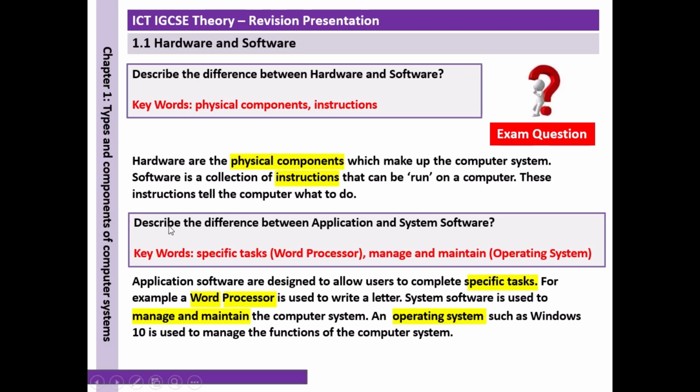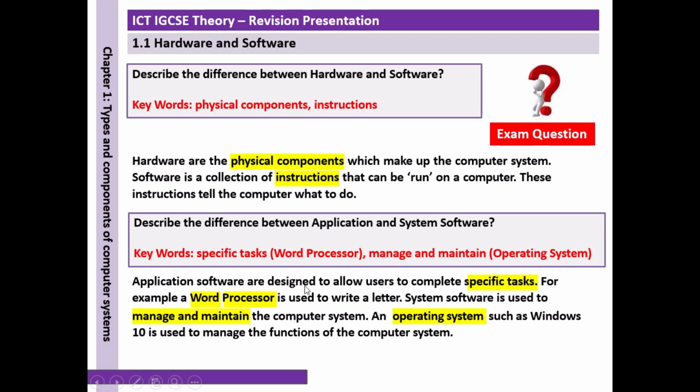Another question: describe the difference between application and system software. The keywords that somebody must use here: specific task, for example, Microsoft Word or Microsoft Excel. And for system, manage and maintain, operating system. So how do you answer this question? Describe the difference between application and system.